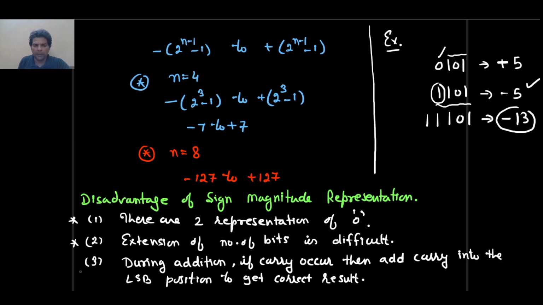The third point is, during addition, if carry occurs, then we have to add the carry into the LSB position to get the final answer. In the previous lecture we already saw in the ones complement also, if carry occurs, then add the carry into the LSB position to get the final answer. So same here in the sign magnitude representation, during addition, if carry occurs, we have to add the carry into the LSB position. So these three are the disadvantages of sign magnitude representation.